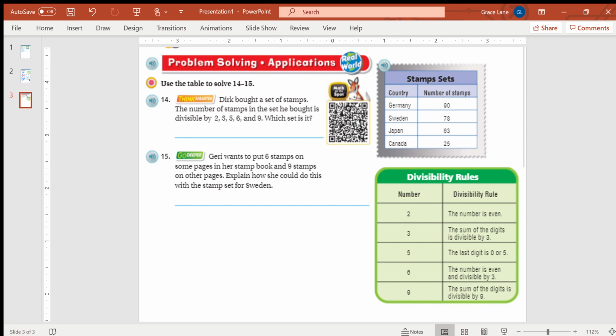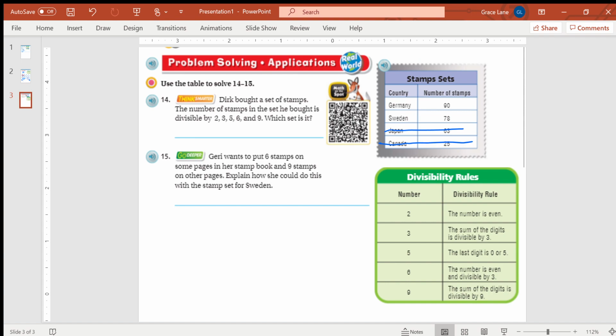So Germany ends in a 0, it's even. Sweden ends in an 8, so it's even. Japan and Canada, though, are odd numbers. So I know right away, just by using logic, that these two cannot be the answer. Okay. So then you can think about 3.